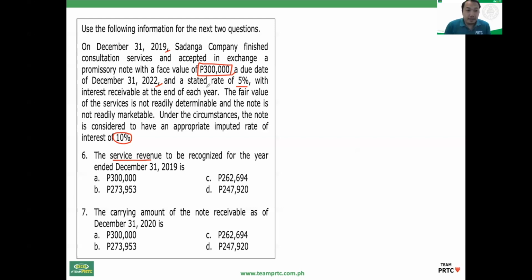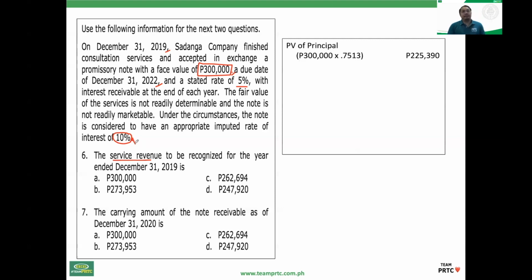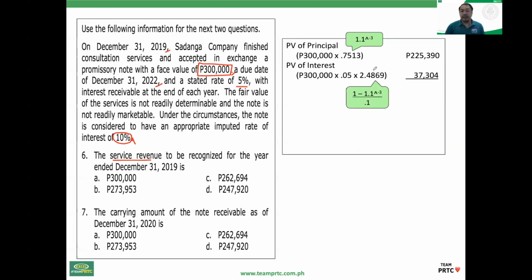Okay? So yung service revenue, present value of the cash flows. So get the present value. Discount the principal and interest at 10%. So principal, single cash flow. Kaya present value of 1, 10%, term 3 years. Interest, ordinary annuity. So yung principal, single cash flow lang. Yung interest, series of equal cash flows. The present value of the cash flows, principal and interest, that's the fair value of the consideration receivable. And that's the measurement of revenue.